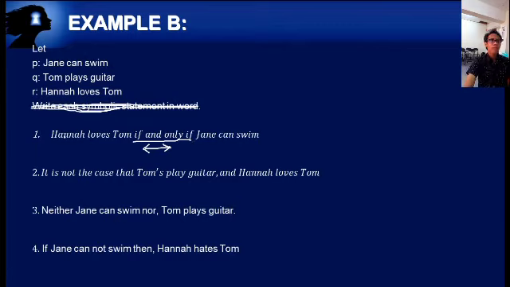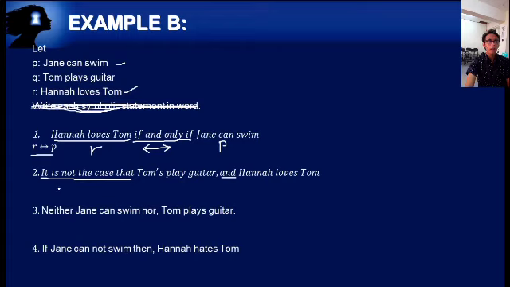Now, Hannah loves Tom. Which proposition is that? That is proposition R. And then Jane can swim, that is proposition P. Now, the correct answer is this. I showed the answer at the same time so you can understand why that is also its propositional symbol. Next, number 2: it is not the case that Tom plays guitar and Hannah loves Tom.